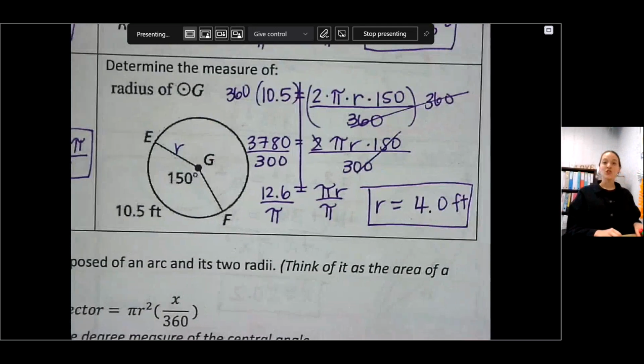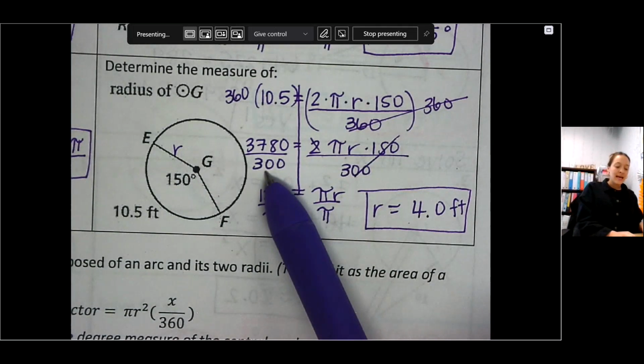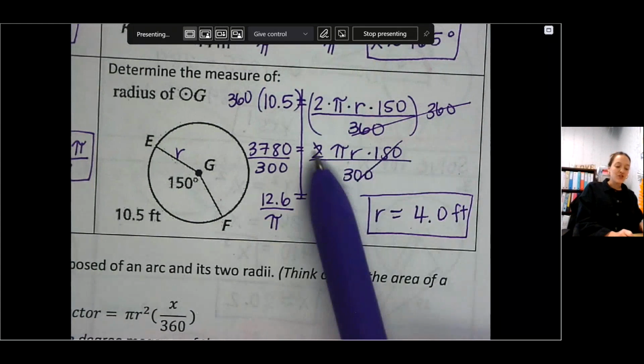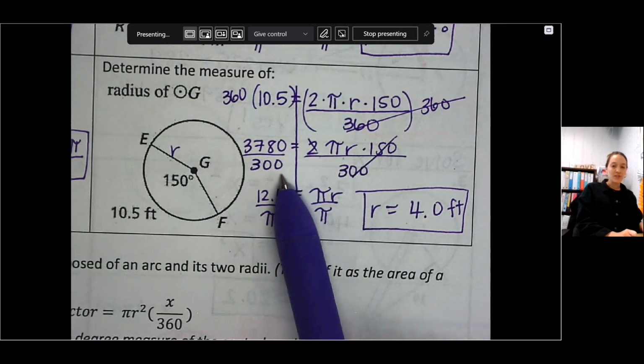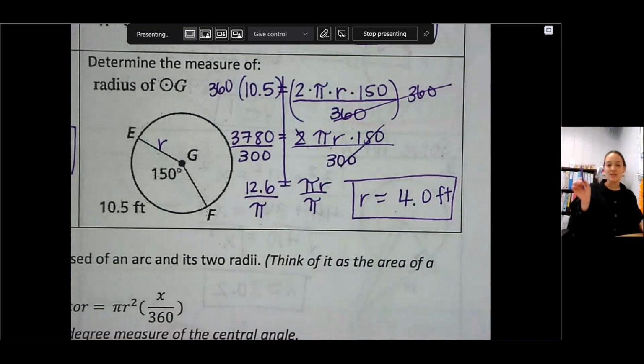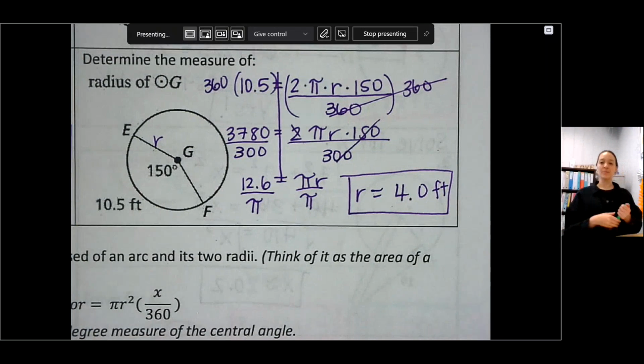Gosh, Mr. Masso. So I multiply both sides by 360. And then I multiplied 2 times 150, got 300. That's why I divided by 300 on both sides. Division, not subtraction. And then I divided by pi at the very end. We got 4.0. Cool. So it's just a little bit of manipulation with your algebra problems. And you are definitely going to see one like that on your final exam, for sure. Absolutely.